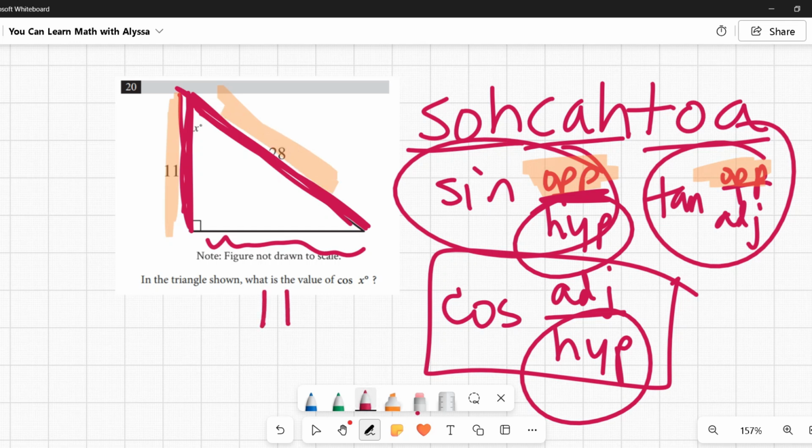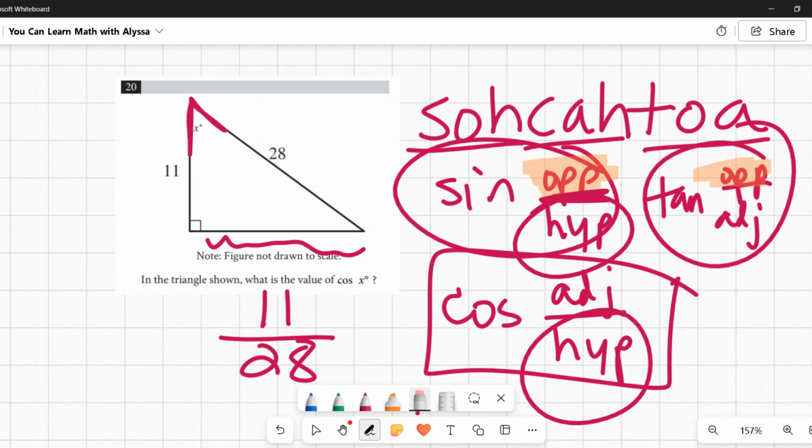So the adjacent side is 11. Cosine says over hypotenuse, which is 28. 11 over 28. That's it. I almost think this one is tricky because it's simpler, especially coming off of that unit circle one. I think they're trying to suck students in to think you need to use the Pythagorean theorem to figure out this side, and you don't. It's just 11 over 28.